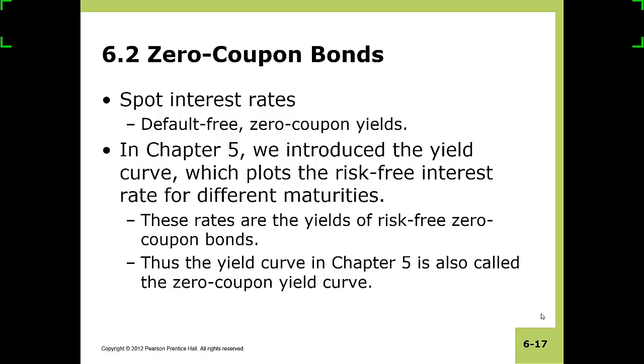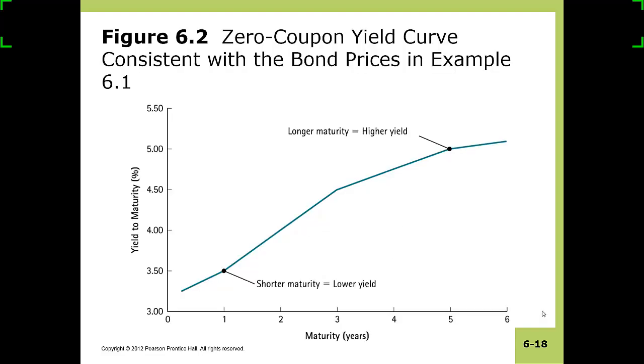But the yield curve is the zero coupon bond yield curve, or also the risk-free zero coupon bond yield curve. And so here is the yield curve for the zero coupon bond. And as you see, as the maturity gets longer and longer, the yield gets higher and higher, because it is riskier, and we'll see this later, it is riskier for longer terms.